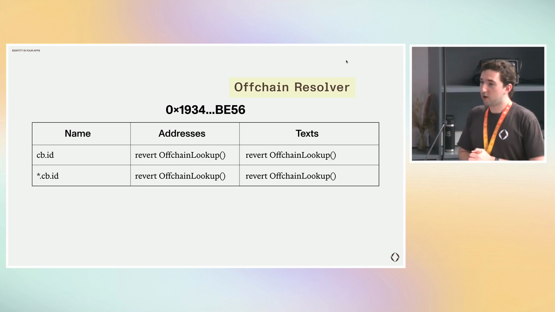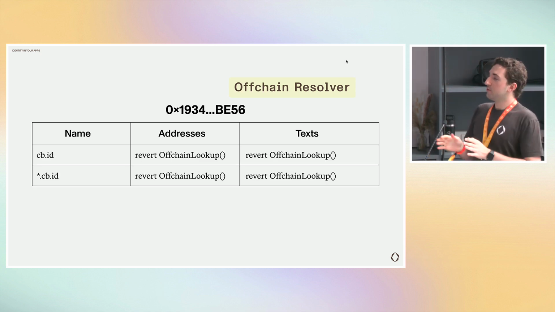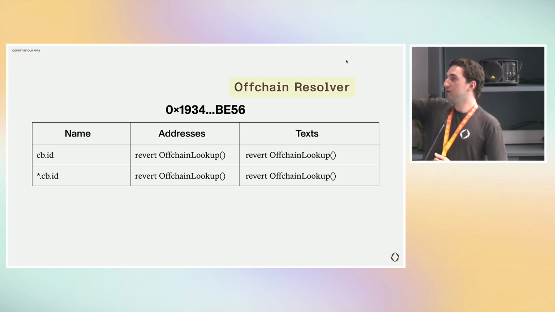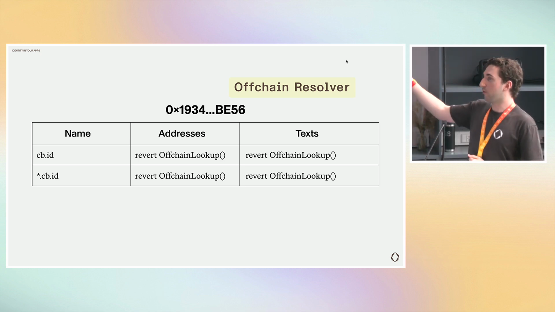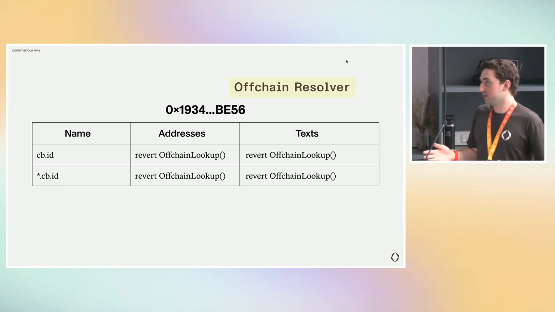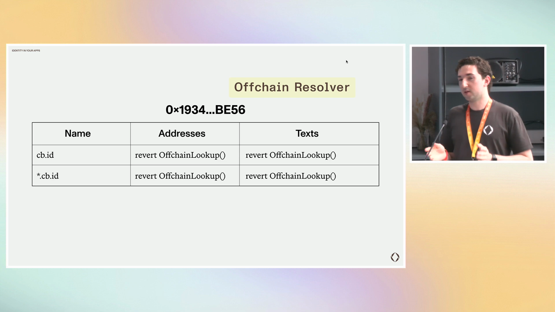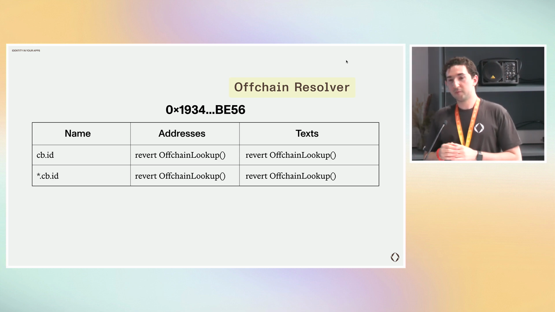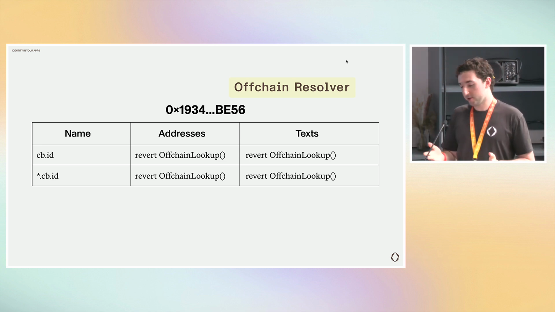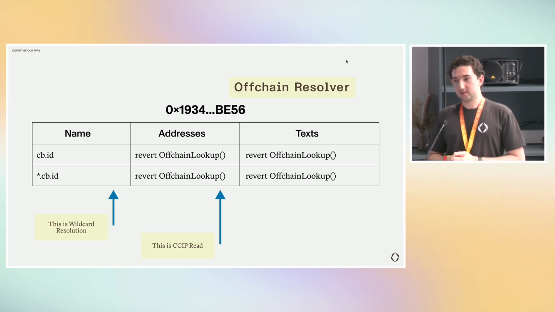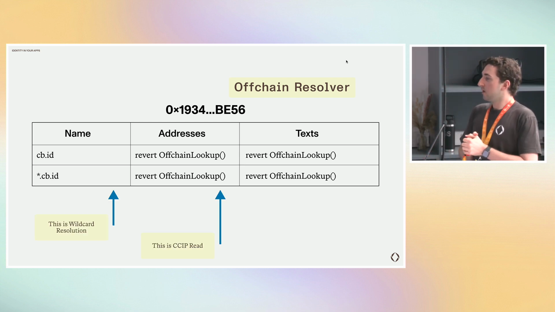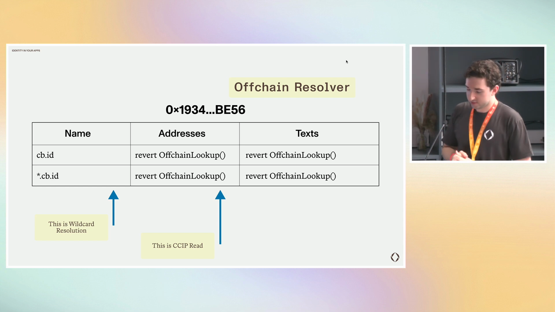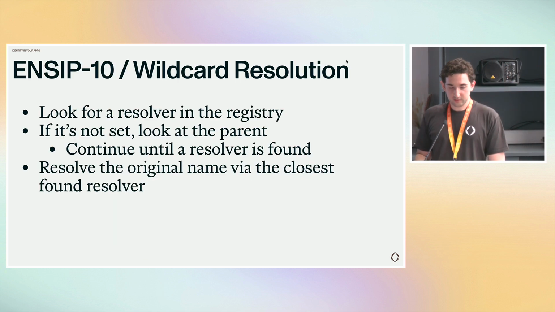Now getting into off-chain resolvers. So off-chain resolvers are interesting because when you go to resolve something for a name, so if I go to resolve an ETH address for cb.id, or the star to indicate any subdomain under cb.id, from the smart contract perspective, you actually get an error. And this error is CCIP Read. And then the star is wildcard resolution. So I'll explain both of these steps.